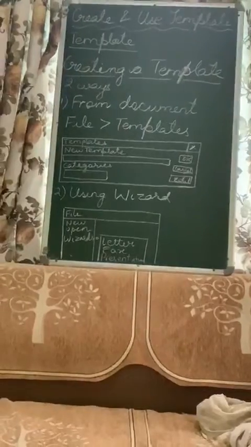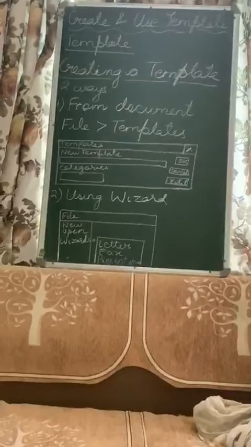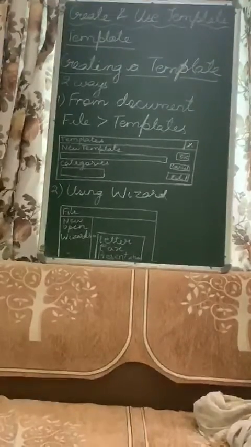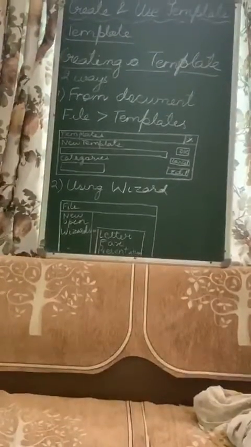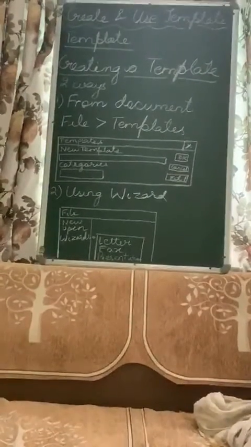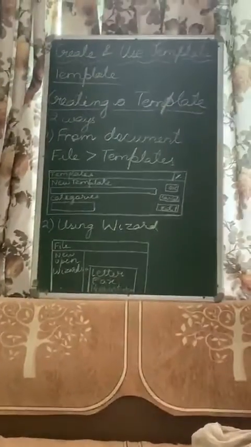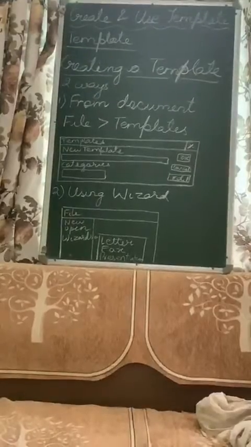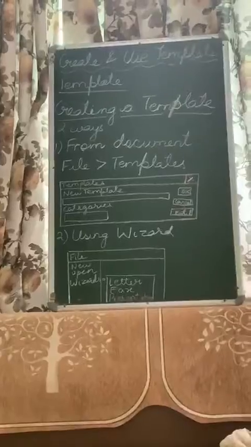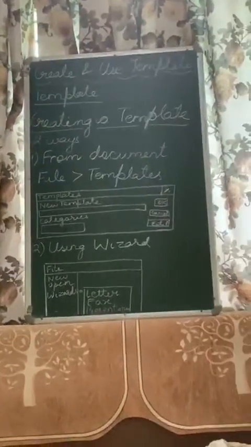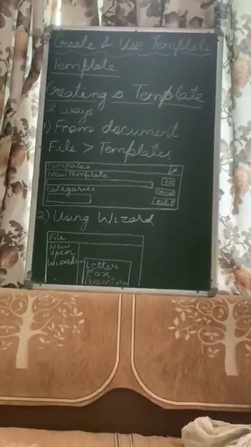So all documents in openoffice.org are based on templates. You can create a template of any document type: text, spreadsheet, drawing, or presentation. If you do not specify any template, then the document is based on the default template for that type of document. Now next is how to create a template. In order to create a template, there are two ways. One is from the document and the other one is using a wizard.